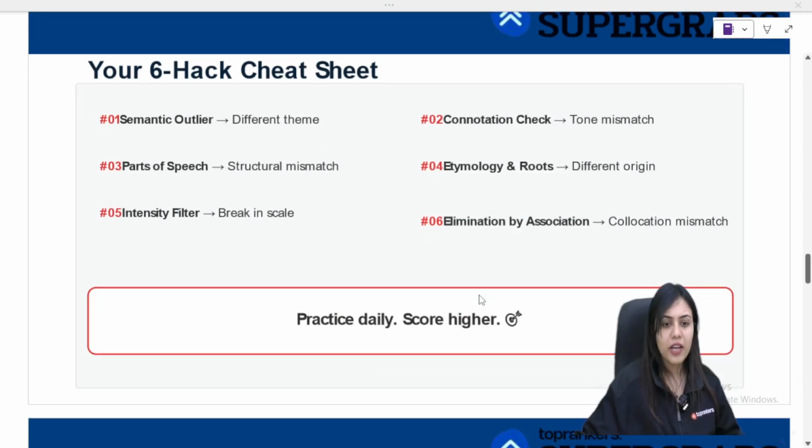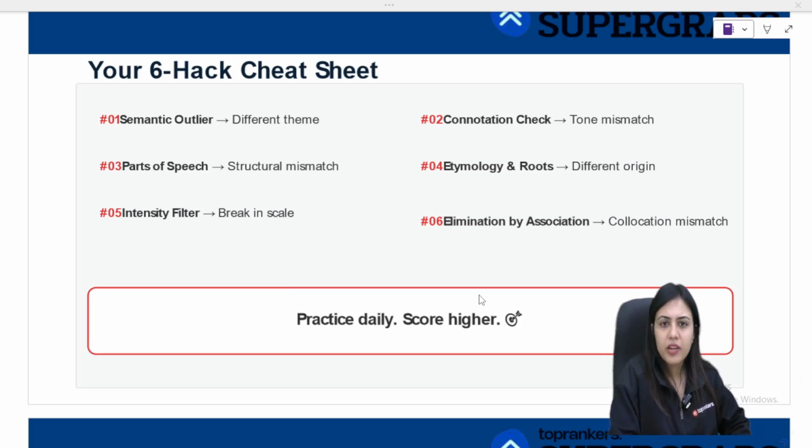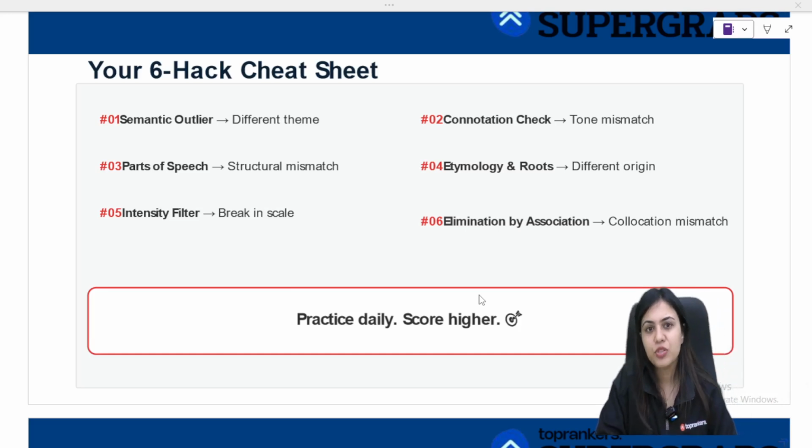So let's have a quick recap. You have this hack cheat sheet. The first one is a semantic outlier, which means different themes. Four of the sentences would have the same theme, one of them would have a separate theme. Then parts of speech. This is basically about grammar rules. So you need to be careful about grammatical shifts. And if you see such shifts, that means there is a structural mismatch. Then we have the intensity filter. That means wherever you feel that the intensity seems to break the flow, that is basically your odd man out.